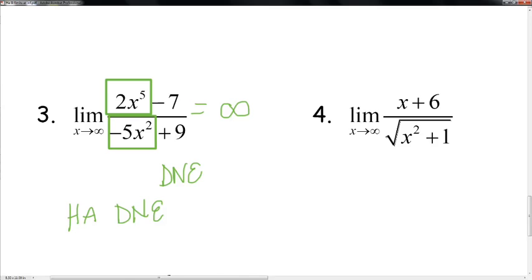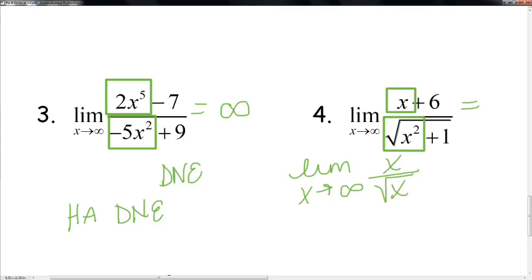Number 4. Number 4 is one of those ones that behaves pretty strangely. And so let's go ahead and look at it. I have a growth rate of x and then another strange growth rate. I don't really care about that 1. What I do care about is the square root of x squared. And if I was just focusing on those two, to simplify, I would probably write the limit as x approaches infinity of x divided by the square root of x squared.